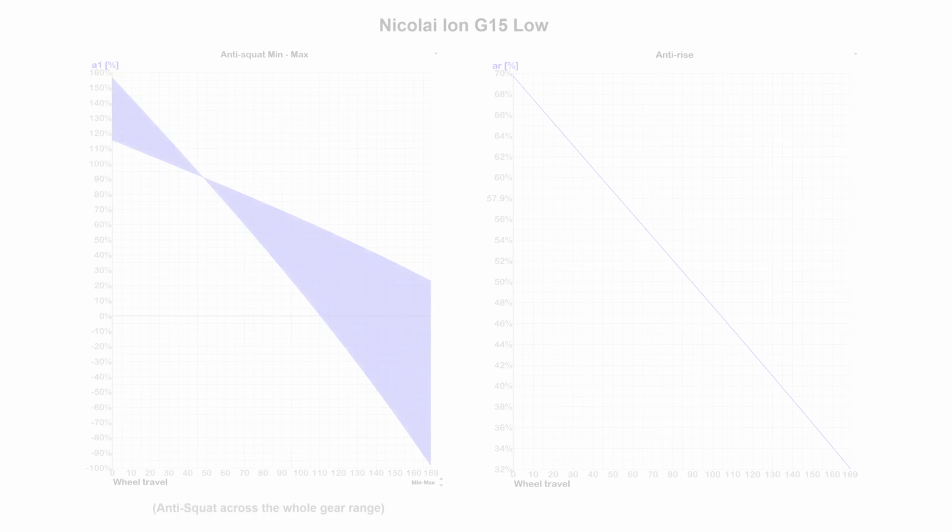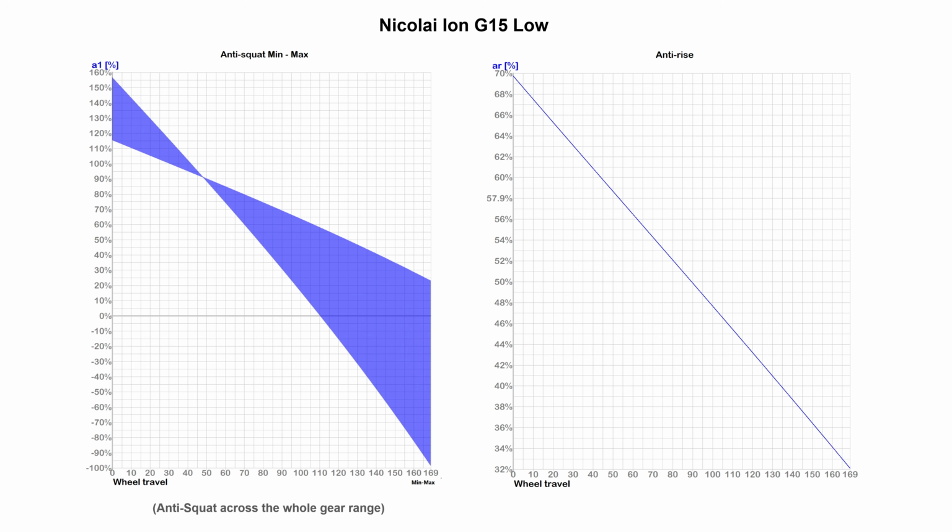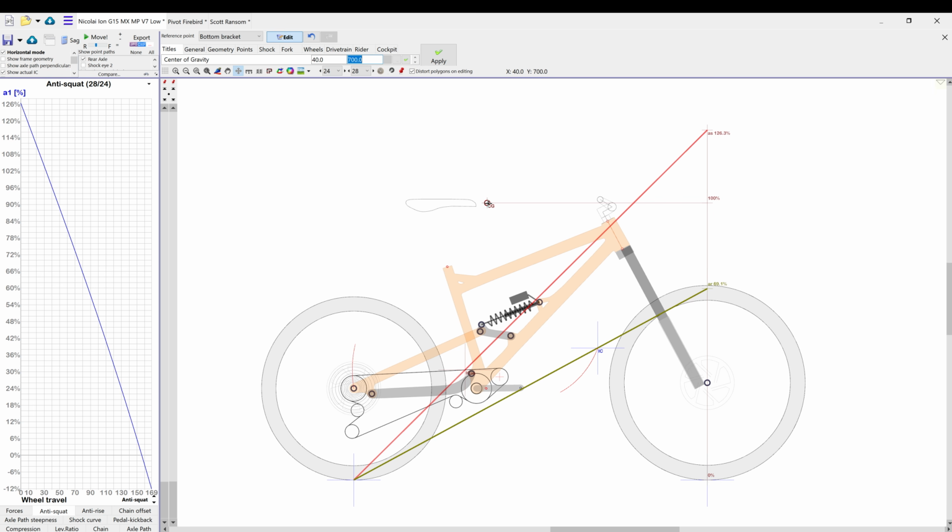Okay, so we now know what the kinematics graphs show us. They visualize the lever arms of the anti-effect relative to the center of gravity height. What these graphs don't show you is the center of gravity height, which means, scientifically speaking, these percentages tell you nothing. You can make any suspension look good on paper just by choosing a convenient CG height.